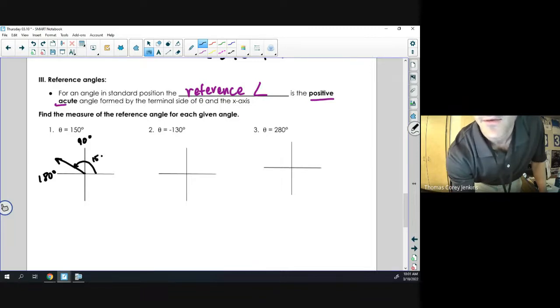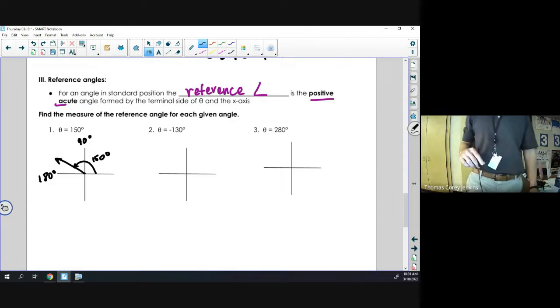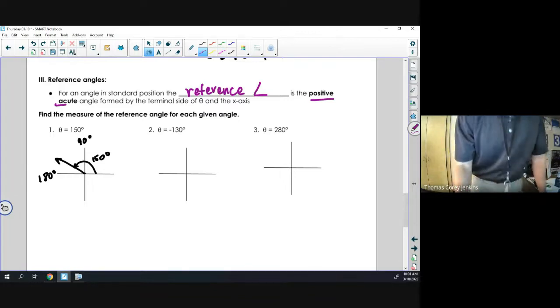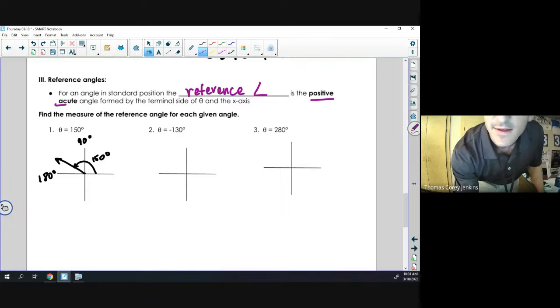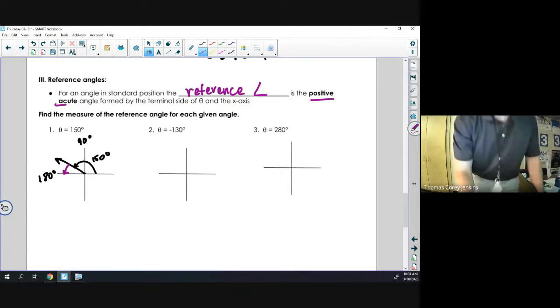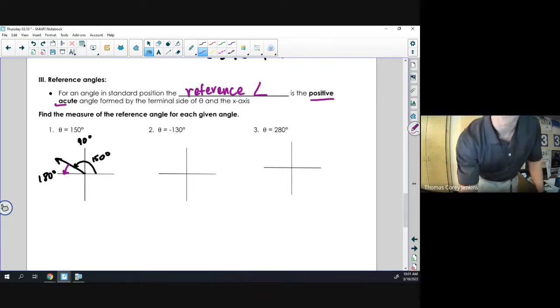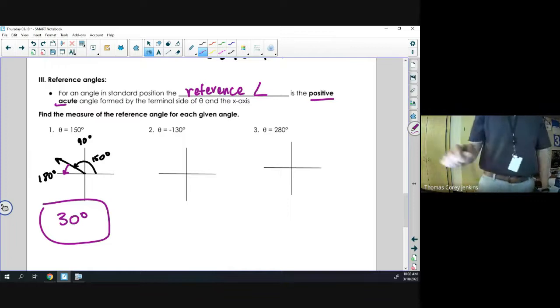Okay, so once I can see my 150, then I just go by the definition, right? It says it's a positive acute angle formed by the terminal side and the x-axis, right? So sometimes you have to rotate toward the x-axis, sometimes you have to rotate away from. In this case, to be positive, we would keep rotating in the same direction. So then you think, I was 30 degrees shy of 180 when I did 150, so that's a 30-degree angle. That's my reference angle. Okay, another example, negative 130.